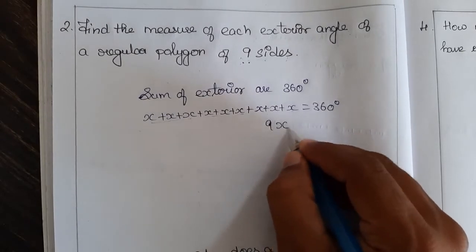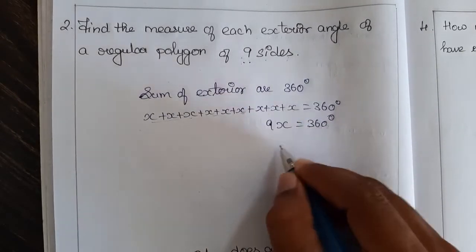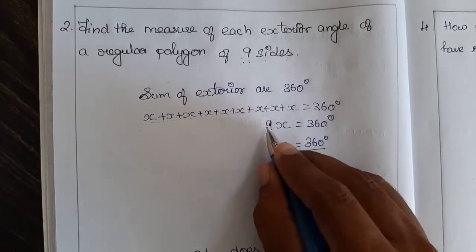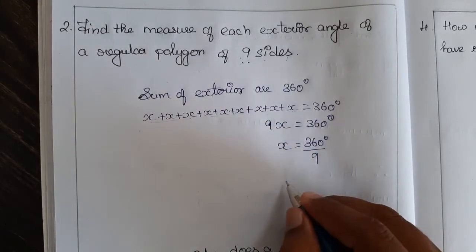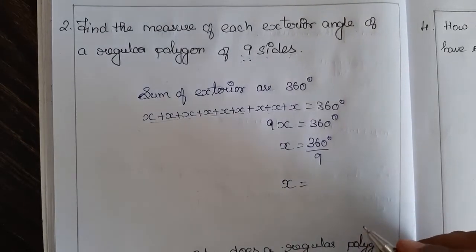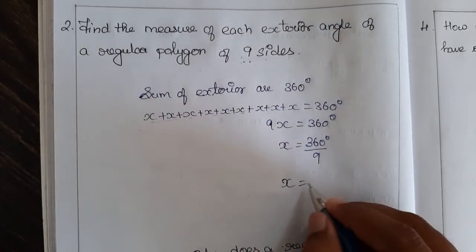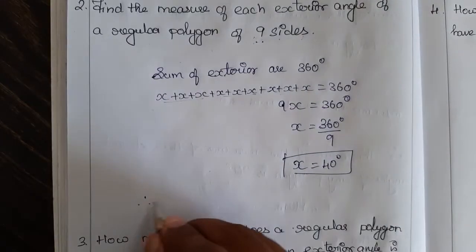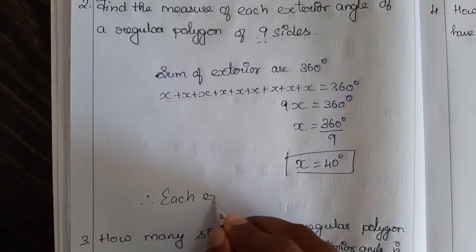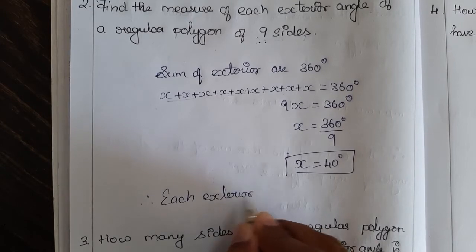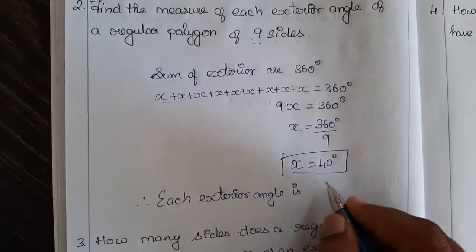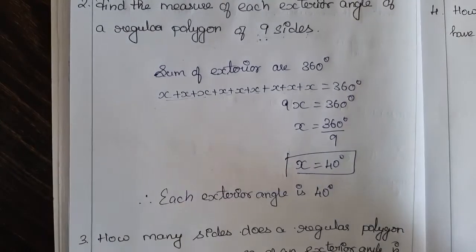So it is 9x is equal to 360 degrees, and x is equal to 360 degrees divided by 9, while multiplication moves to the other side as division. And x, from the 9 table, it will be 4 times, and it's 40 degrees. So each exterior angle is therefore 40 degrees, right?